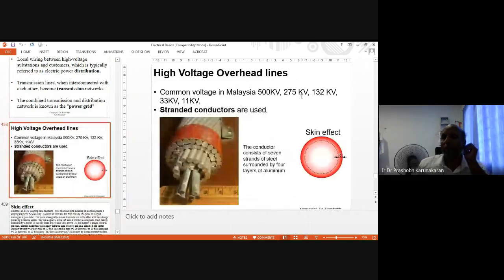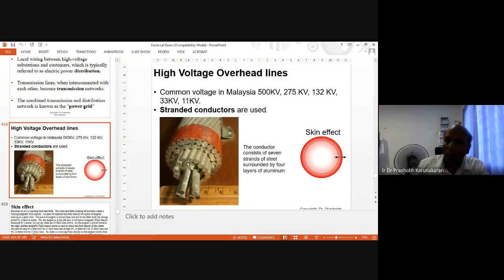So you see in the 132 kV, they use a construction like this. These are the aluminium, you can see here. 7 strands of steel, which is this one: 1, 2, 3, 4, 5, 6, 7 strands of steel. And these are the concentric circles of aluminium. So these are the conductors.